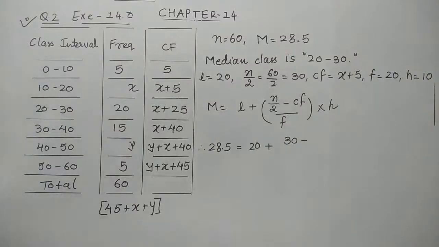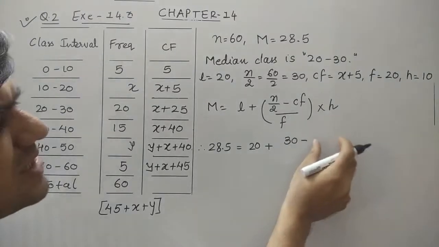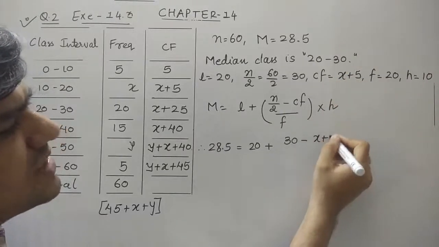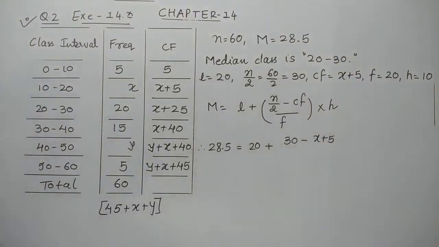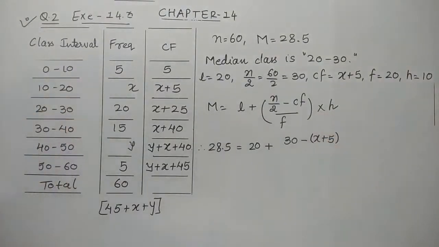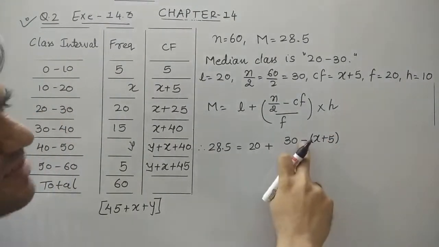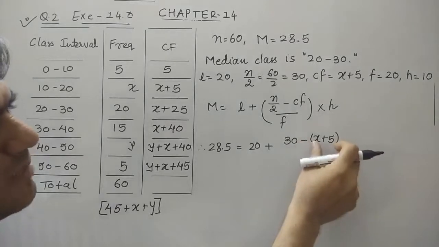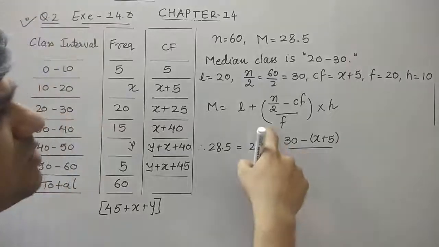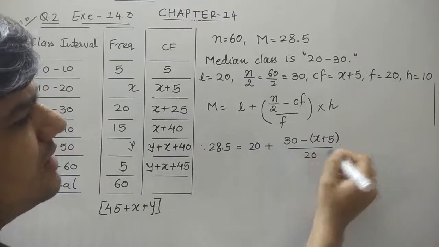Remember students, I observe that students make mistakes here. The value of CF is x plus 5. Students substitute x plus 5 directly like this. No, it is wrong. You have to write it in bracket form, because of the minus sign. So writing it in brackets is very important. Upon the frequency 20 and the height 10.